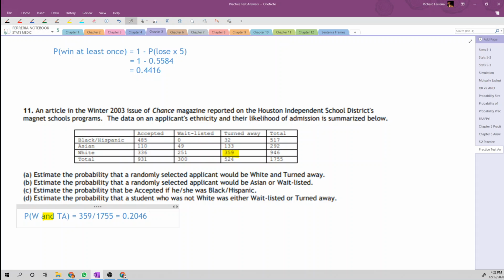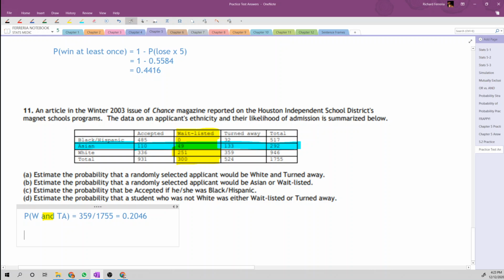Now for letter B, estimate the probability that a randomly selected applicant would be Asian or waitlisted. Okay, so let's take a look at the Asian row. And let's take a look at the waitlisted column. And we see that they are not mutually exclusive because their intersection is not 0. Mutually exclusive events would have a 0 in the intersection.